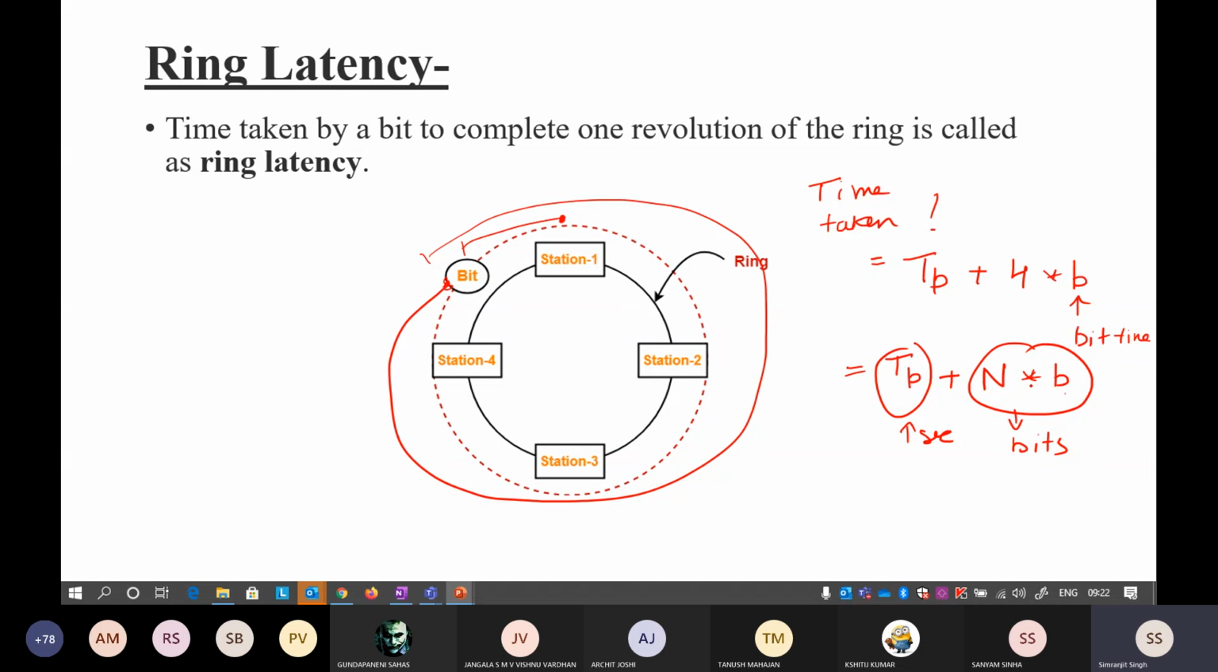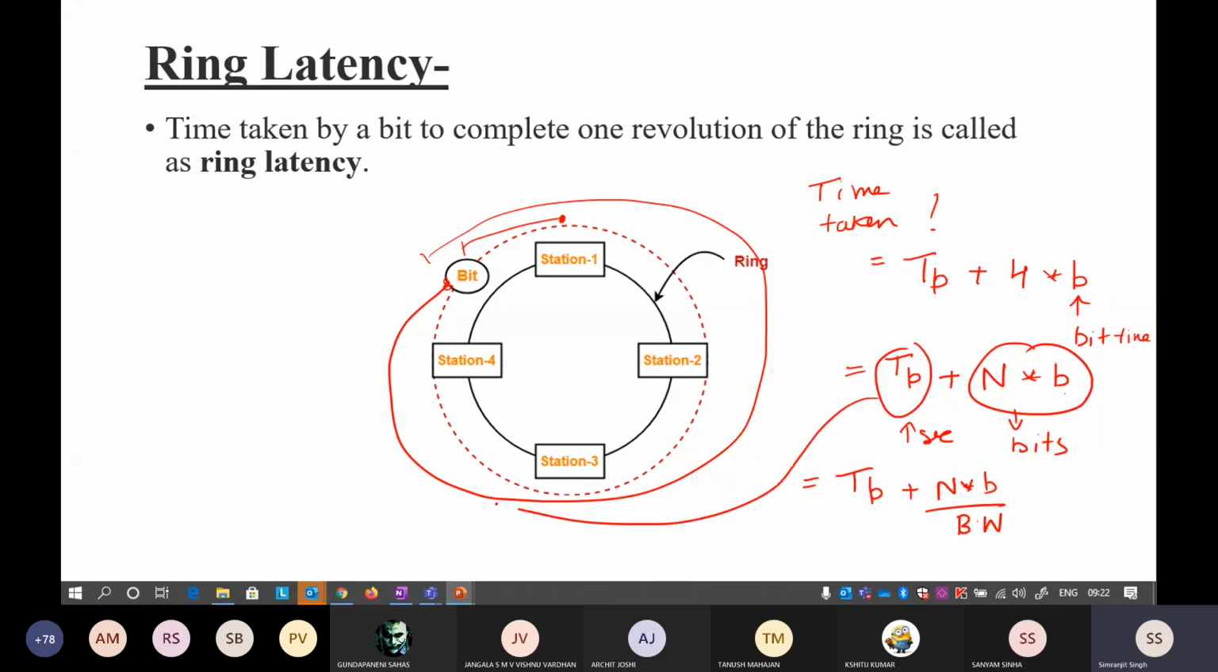So if you want to convert this particular thing to seconds, it is given in bits, which means it is given in length. So what you do, divide by bandwidth. So it will be TP plus n by b divided by bandwidth. So this is now in seconds.